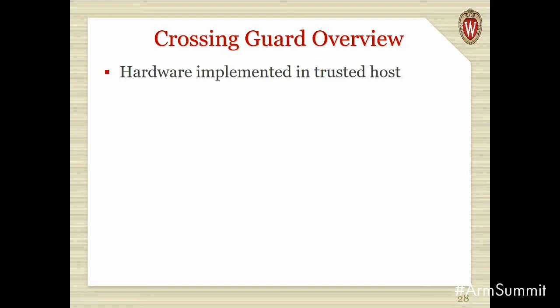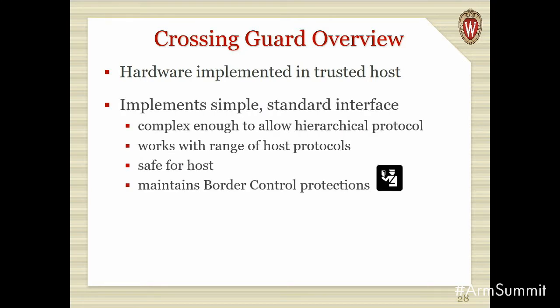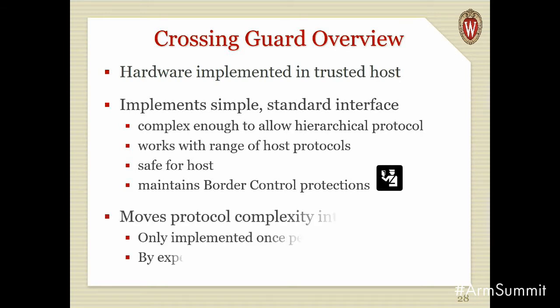How does it do that? Well, like border control, we're going to implement a small amount of hardware in the trusted host to ensure that whatever the accelerator does do, it's going to be safe. So we're going to implement a simple standard interface. It's got to be complex enough to allow for hierarchical protocols with various optimizations. It's got to work with a range of protocols. It's got to maintain safety for the host. And of course, it's also got to be compatible with border control protections and enforce those as well.